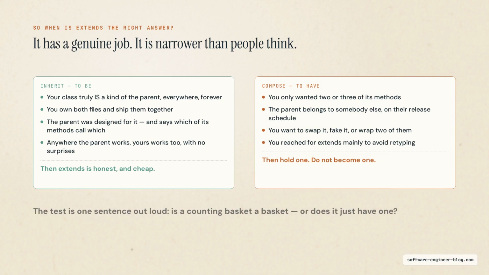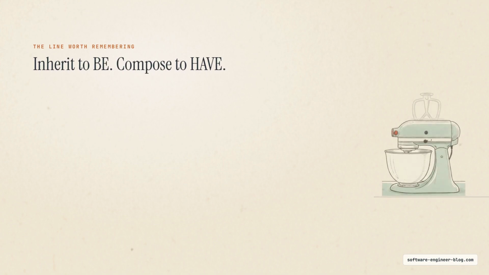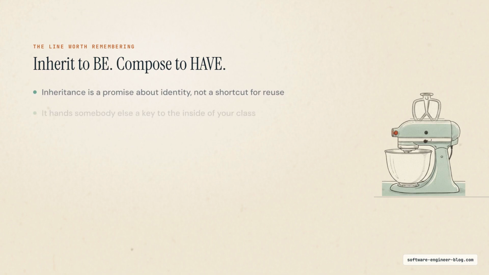The test is one sentence, said out loud. Is a counting basket a basket? Or does it just have one? Which gives you the line worth remembering. Inherit to be, compose to have. Inheritance is a promise about identity, not a shortcut for reuse. When you make it, you hand somebody else a key to the inside of your class, and they can walk in anytime they release a version. Composition charges you for that safety, in forwarding code and in one design decision you have to make consciously.